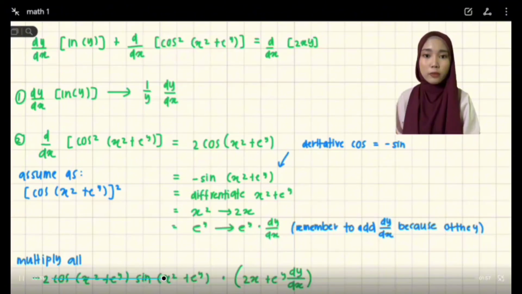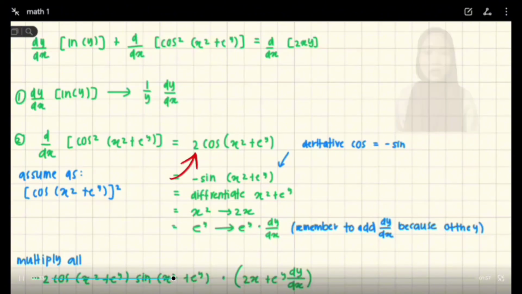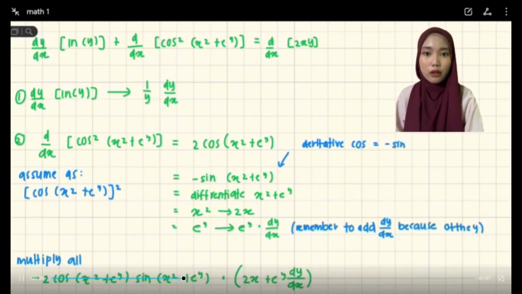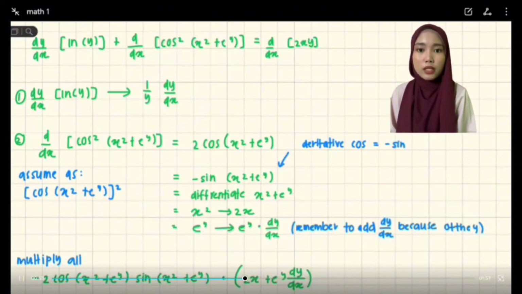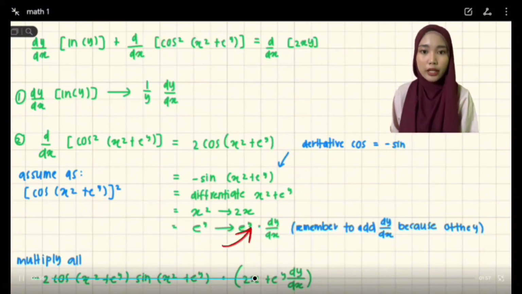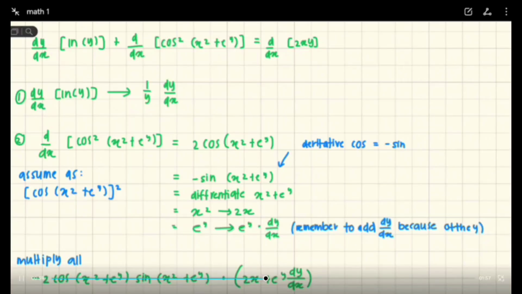Okay, now we must bring exponent 2 to the front. We must know that the derivative of cos is sine, so it will be negative sine. We must differentiate x to the power of 2 plus e to the power of y. So it will become this. For this part, we must add dy over dx because of y. Multiply all the equation, so it will become like this.